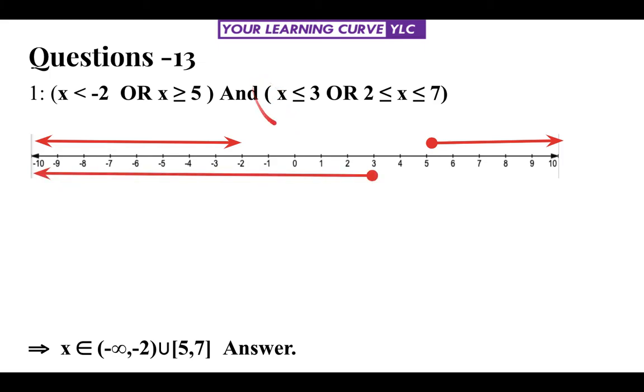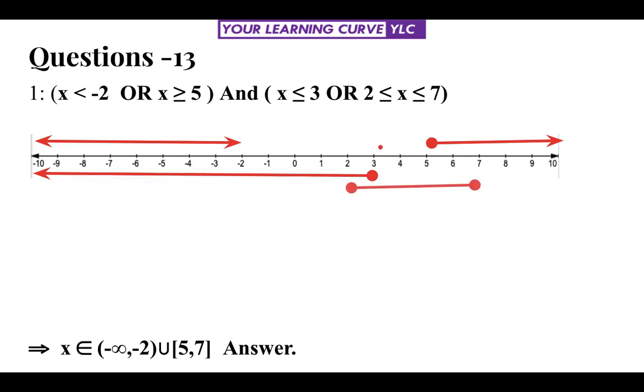And now let's see this second bracket where we have got two more inequalities. We first solve these two inequalities, find the answer, and then we will take the intersection. So the third inequality says x is less than or equal to 3, means x is equal to 3 or anything less than 3, minus infinity to 3.